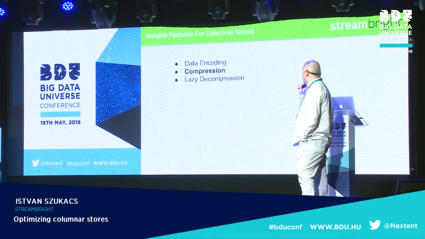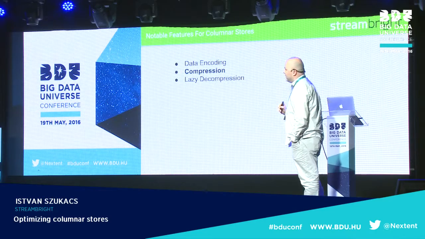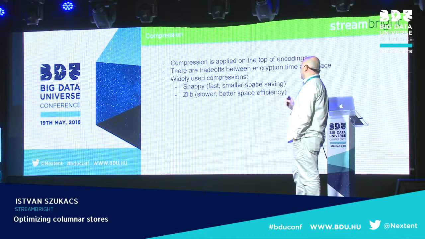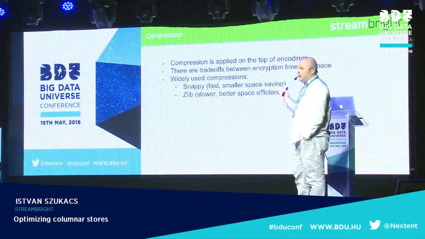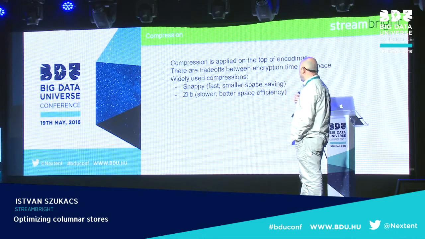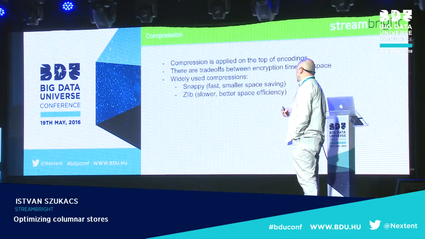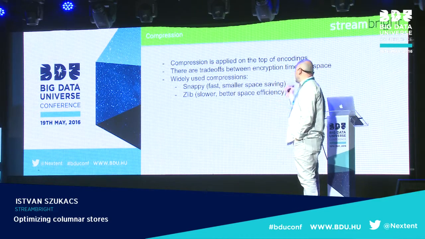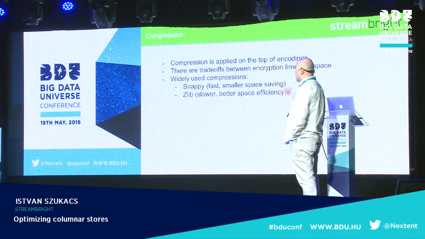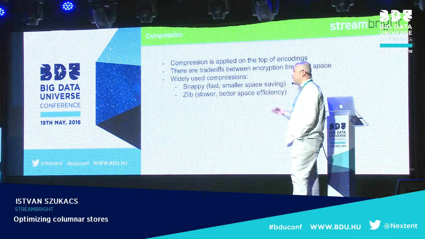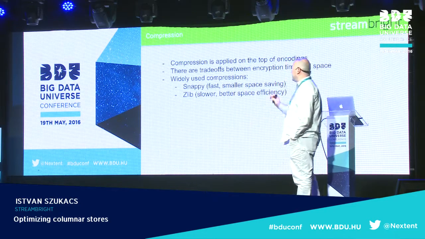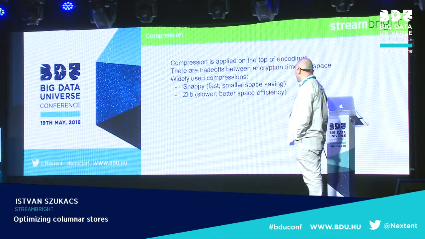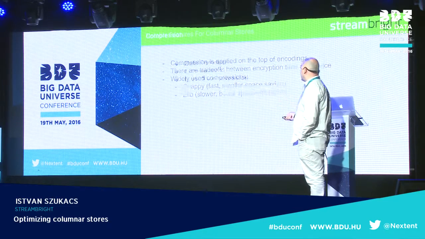Cool. And on top of these data encoding techniques, you also have compression. In the Hadoop world, mostly Snappy and Zlib are used widely. So you can trade insertion time versus space, how much space you are saving. Snappy is generally faster, but it saves a smaller amount of space. If you have time to compress your data better, then you can use Zlib, and it has much better space efficiency. Most of the other systems are already supporting these things.